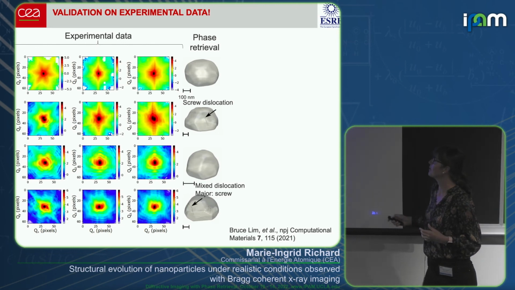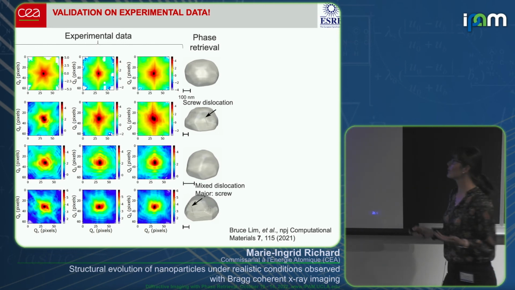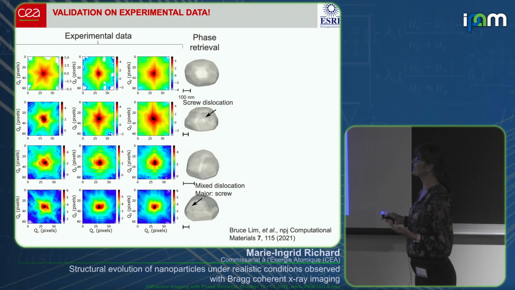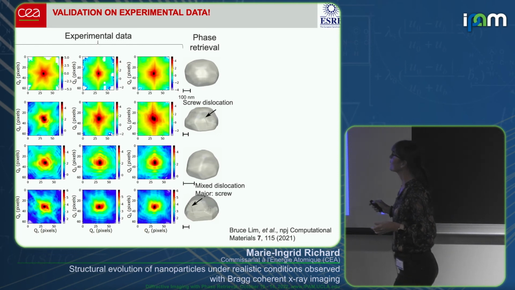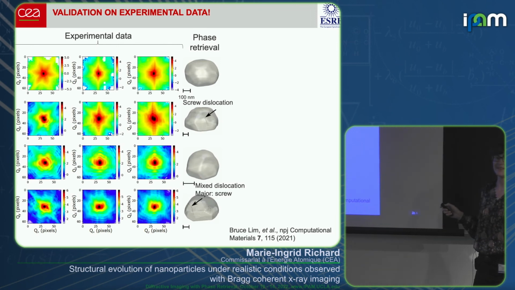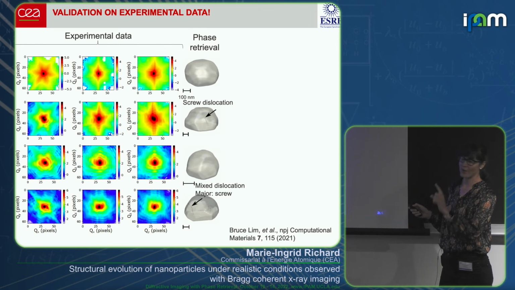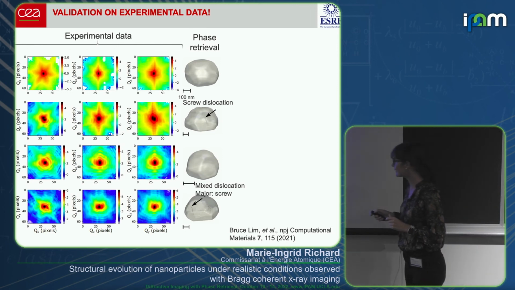Then we have experimental data, a 3D coherent diffraction pattern. We can also do phase retrieval, so with phase retrieval we know if there is a defect or not. Here there's no defect. Here we know that there is a screw dislocation. We know the nature, that it's a screw dislocation, because we have the atomic displacement, so we know how the phase is varying around the defect.